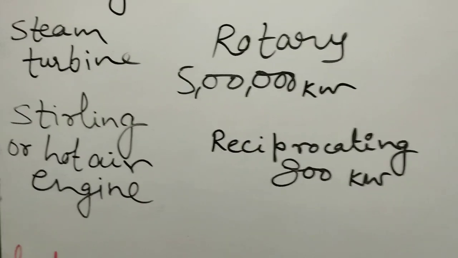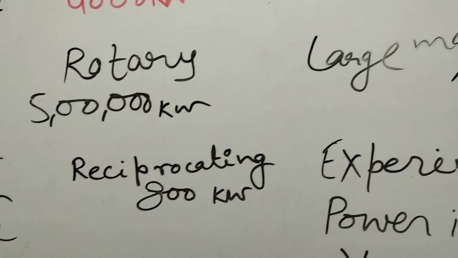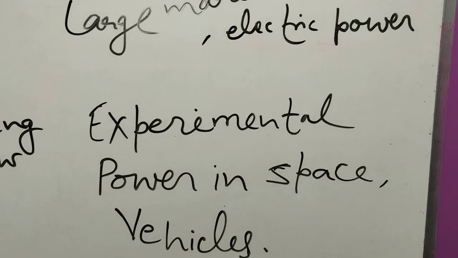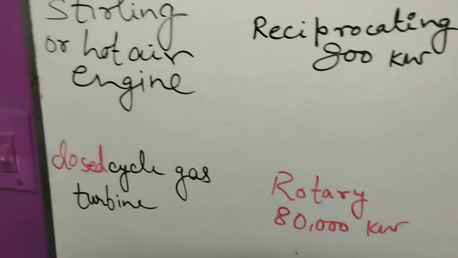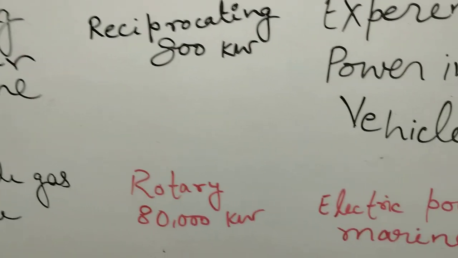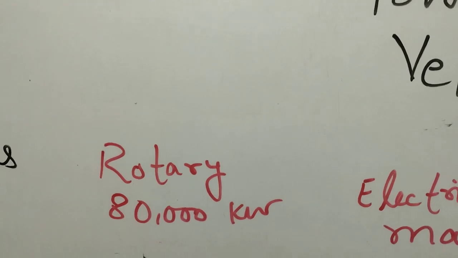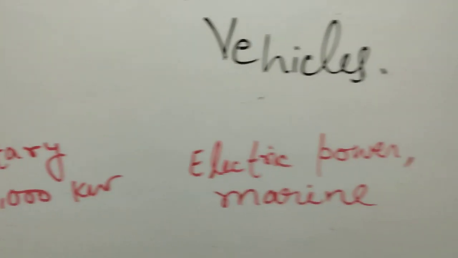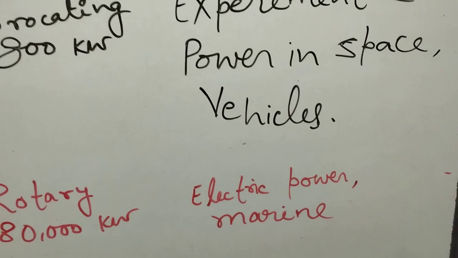Stirling or hot air engine, reciprocating type engine, power generation 8 kilowatt, used in experimental power in space and vehicles. Closed cycle gas turbine. It is also of the rotary type, power generation 80,000 kilowatt, used in electric power and marine propulsion engines.